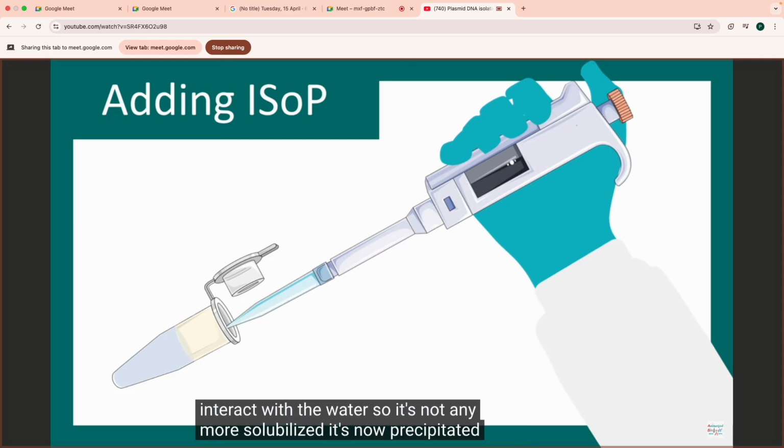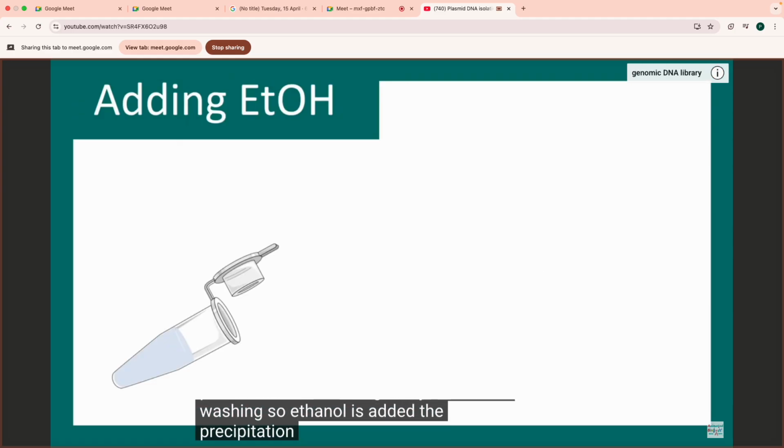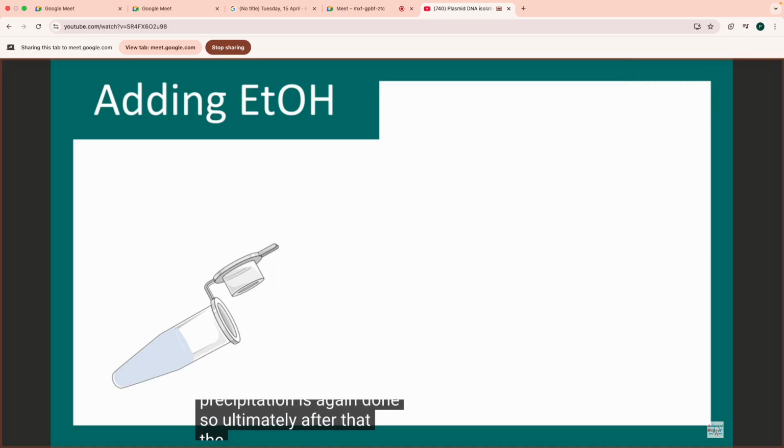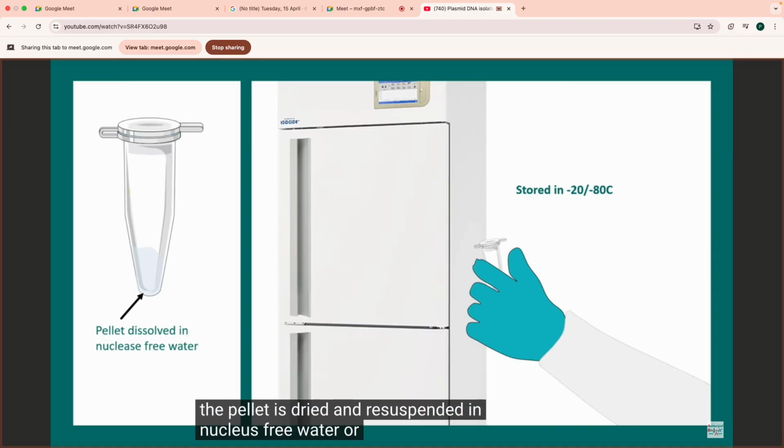It's now precipitated. Ultimately, it forms a pellet after isopropanol precipitation, and this pellet can be washed again by ethanol washing. So ethanol is added, and the precipitation is again done. Ultimately, after that, the pellet is dried and resuspended in nuclease-free water, or let's say some Tris buffer. This plasmid, once isolated, can be stored at -80 or -20 degrees centigrade for years.